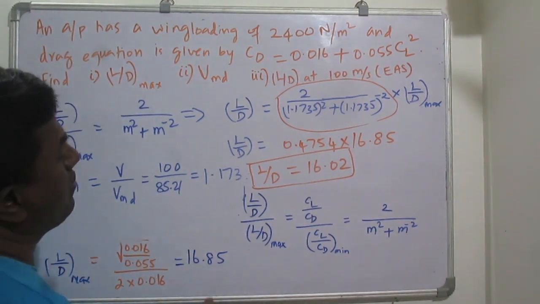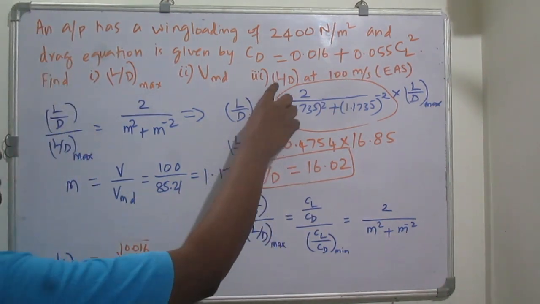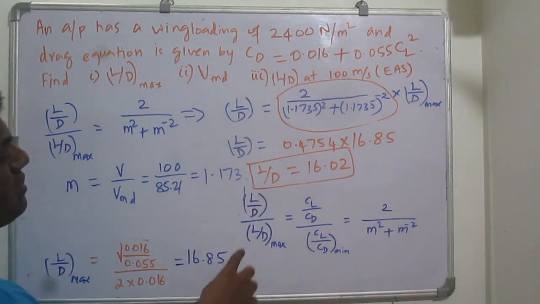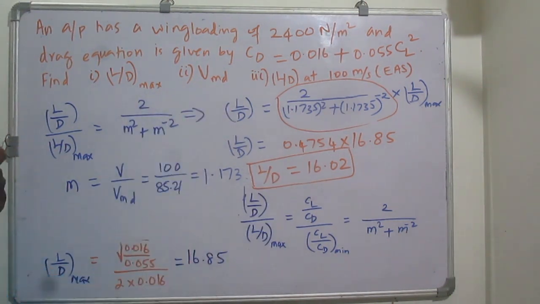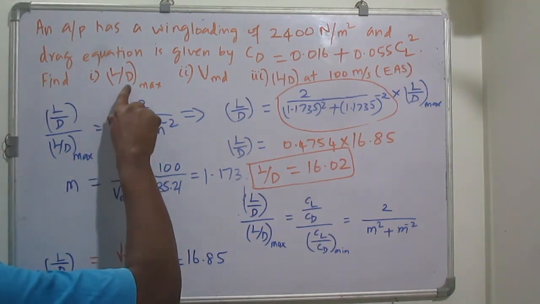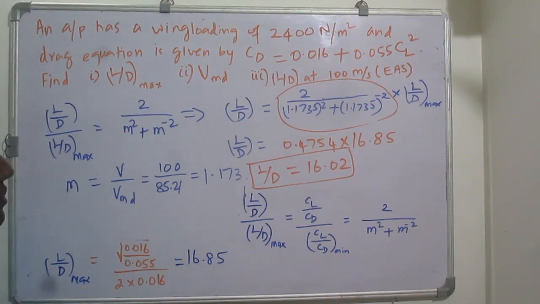So we got all three values. That means L by D ratio at other speed, 100 meter per second, is 16.02, then velocity at minimum drag is 85.21, then maximum L by D ratio is 16.85.